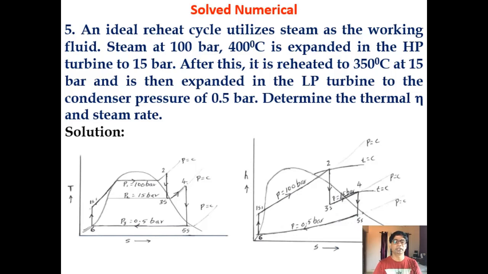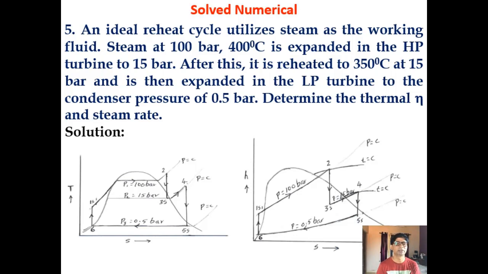An ideal reheat cycle utilizes steam as the working fluid. Steam at 100 bar and 400 degrees Celsius is expanded in the HP turbine to 15 bar. After this it is reheated to 350 degrees Celsius at 15 bar and is then expanded in the LP turbine to the condenser pressure of 0.5 bar. Determine the thermal efficiency and the steam rate.